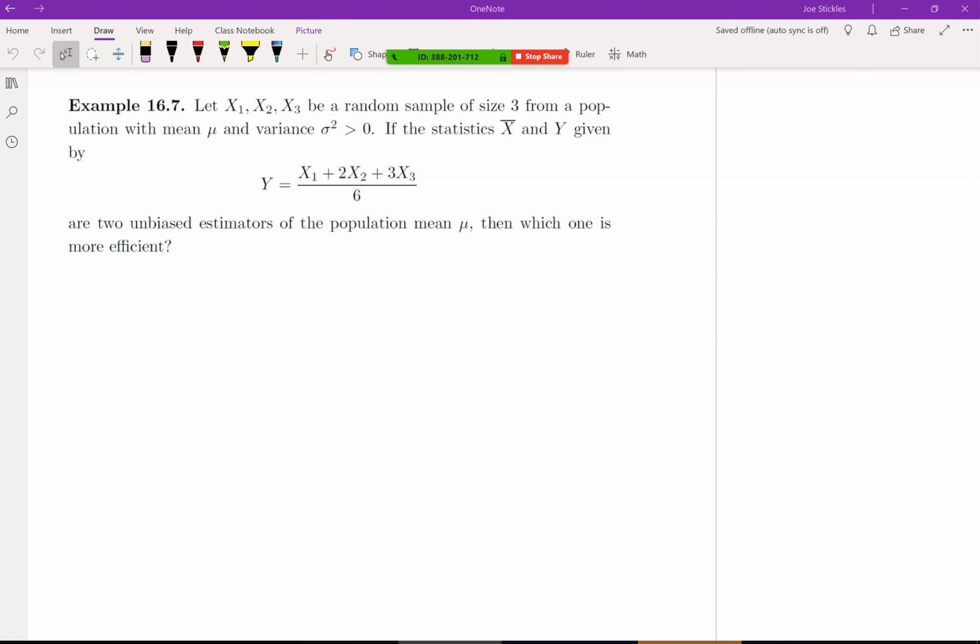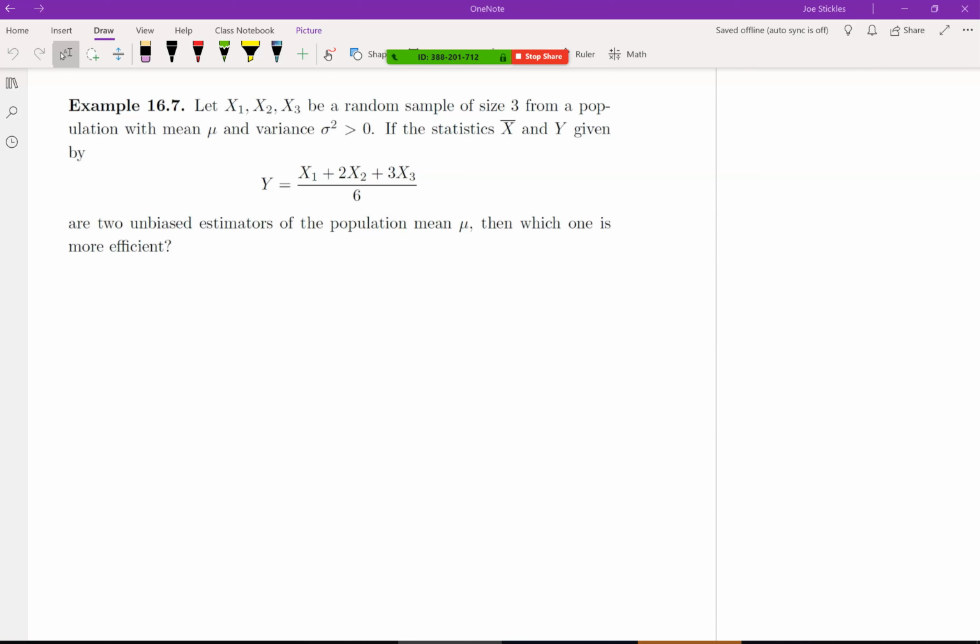To redo this twice. All right, so let's look at this particular example, this one that's labeled 16.7 here. You've got a random sample of size 3, and you've got two different statistics giving you estimators of the population, and it's asking which one's more efficient. When it's asking which one's more efficient, you can do a calculation of the relative efficiency, or you can just look at the variances of the two and compare them and see which one's smaller.